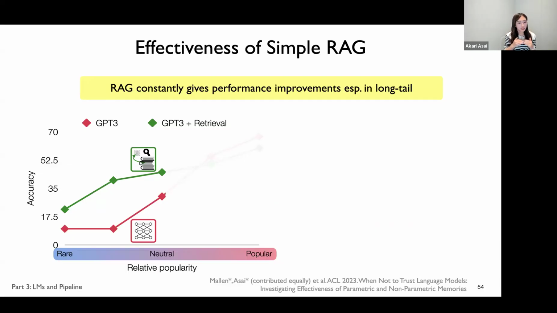Here we show the model performance on a question answering dataset, where we have different levels of concept popularity. The left side shows less popular questions, or long-tail questions, and the right side shows more popular questions. As you can see, the red line, GPT-3 without any retrieval, is consistently worse than the retrieval-augmented generation performance, indicated by the green line. We found that even without training, retrieval-augmented generation can give us huge performance improvement and reduce hallucination in the long tail.